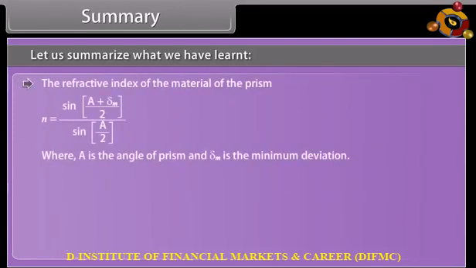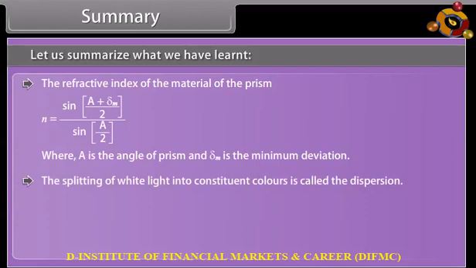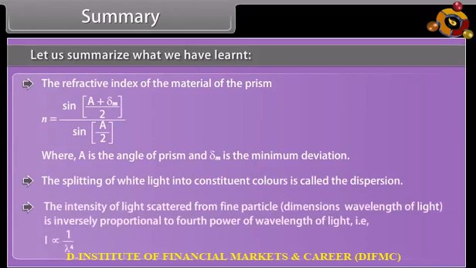The refractive index of the material of the prism, n is equal to sine of (A plus delta m)/2 divided by sine of A/2, where A is the angle of prism and delta m is the minimum deviation. The splitting of white light into constituent colors is called the dispersion. The intensity of light scattered from fine particles, of dimensions smaller than the wavelength of light, is inversely proportional to the fourth power of wavelength of light, that is, I is directly proportional to 1/lambda raised to the power 4.